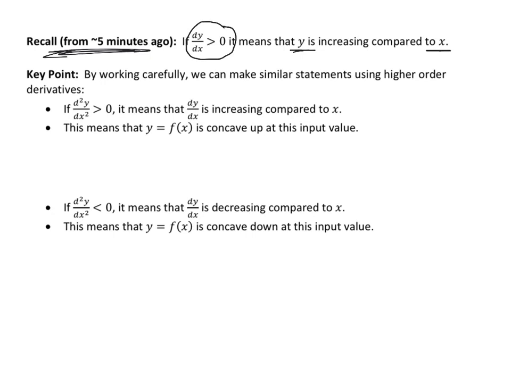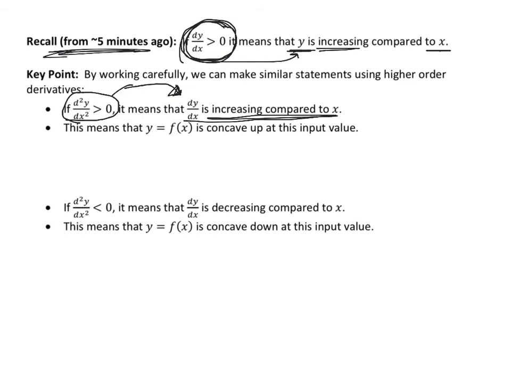So I want to point out, if we work carefully, we can make some similar statements using higher order derivatives. So remember, if a derivative is greater than 0, it means that the thing that you took the derivative of is increasing. So if the second derivative of y is greater than 0, it means that the thing that we took the derivative of, in other words, the derivative, must be increasing compared to x.